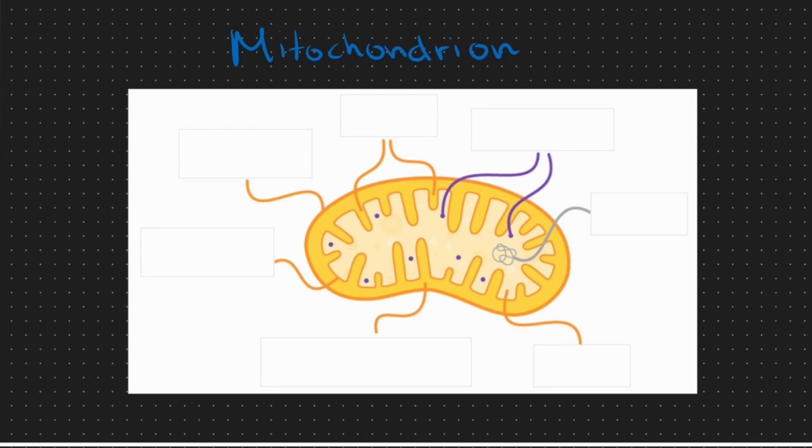Now, on the outside, we have the outer membrane. This is a smooth barrier. Sorry, the handwriting is not great. This is a smooth barrier that separates the mitochondrion from the cytoplasm.